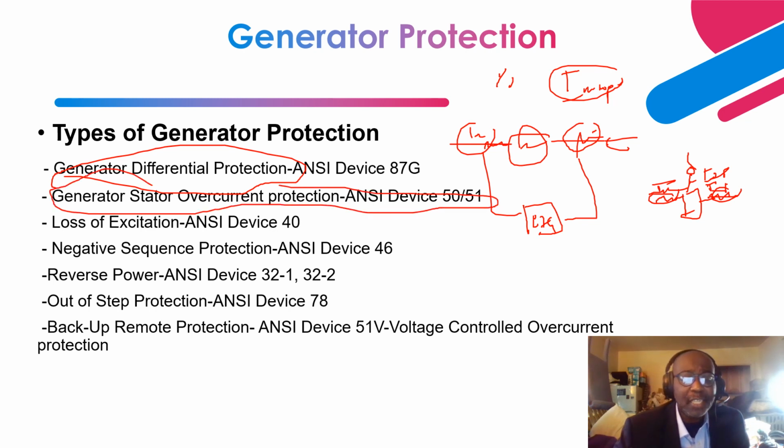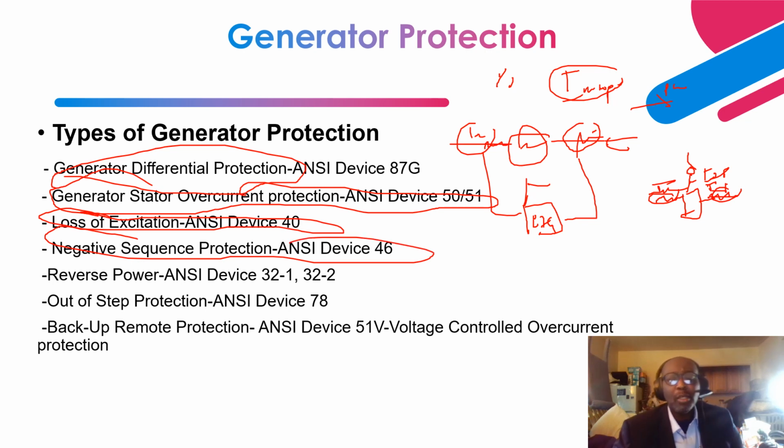And this is a 50-51 element. The differential is an 87G element, and the steady overcurrent is a 50-51. Okay, so that basically protects the generator due to an internal fault on the phase, right? That is a phase protection. Next is a loss of excitation, and I think I did discuss that. Next is a negative sequence protection, right?